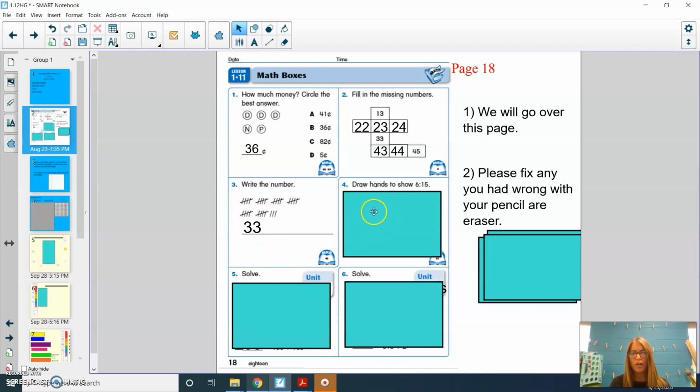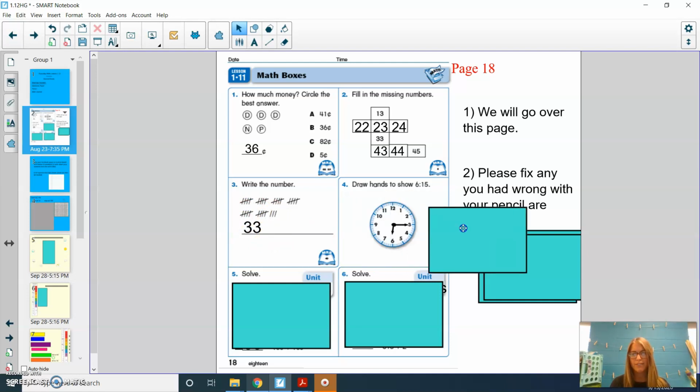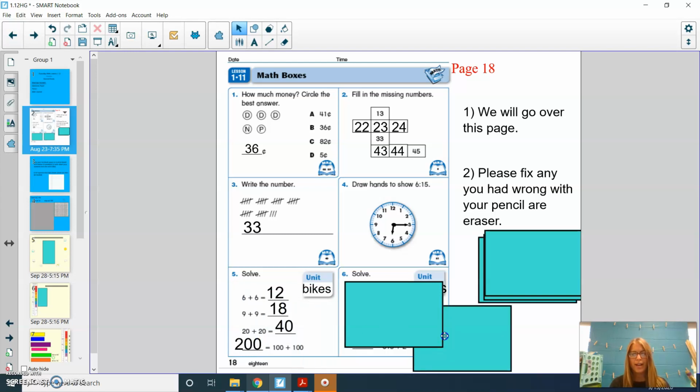For question number 4, draw hands to show 6:15. So notice how my hour hand is in between the 6 and the 7, and my minute hand is on the 3, showing 6:15. For question number 5, I chose to use the unit bikes. You could have picked whatever unit you would have liked. So I know that 6 plus 6 is equal to 12, 9 plus 9 equals 18, 20 plus 20 is 40, and 100 plus 100 is 200.